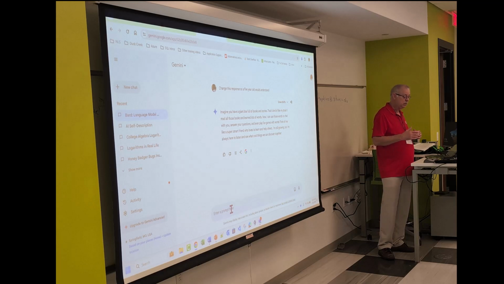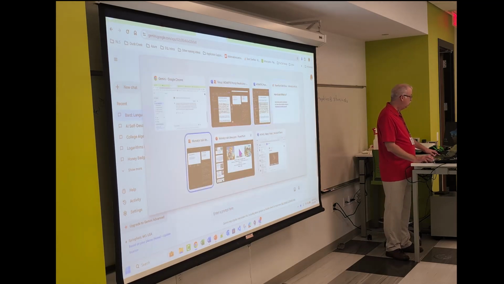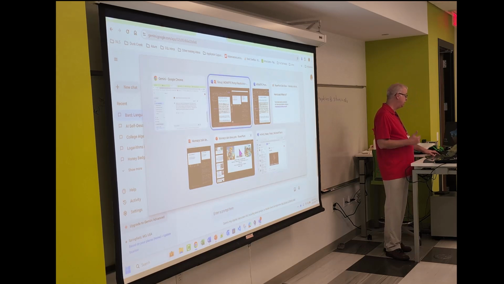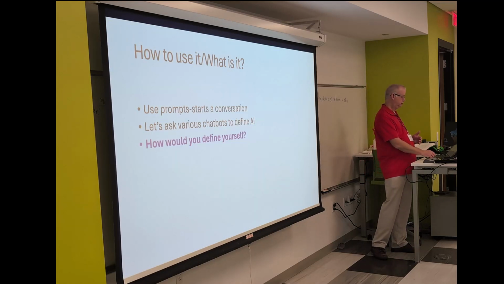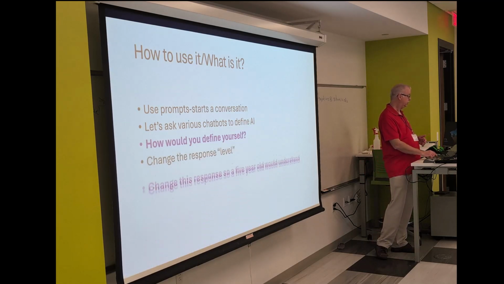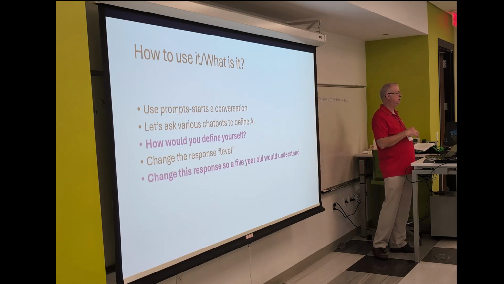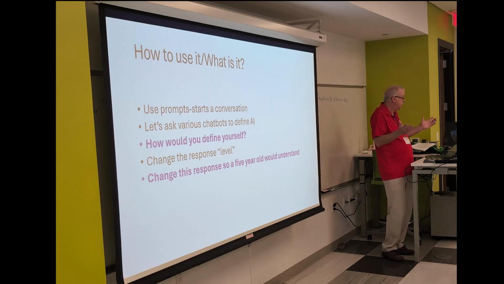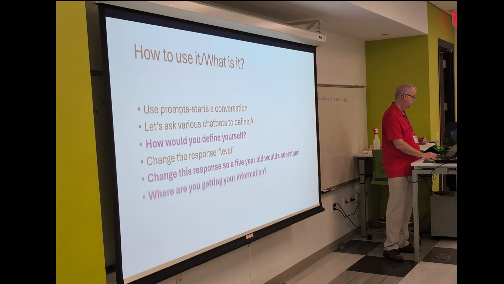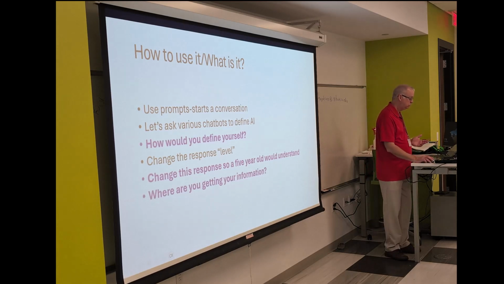So, we can ask for those to change. Well, once we get a response, if we're thinking, I'm not sure I understand that response, we can ask it, well, give it to me at a different level. We can change the response level. And I went straight to 5-year-old. I think you could say, a teenager would understand, a college freshman would understand. So, might want to know, well, where are you getting your information?